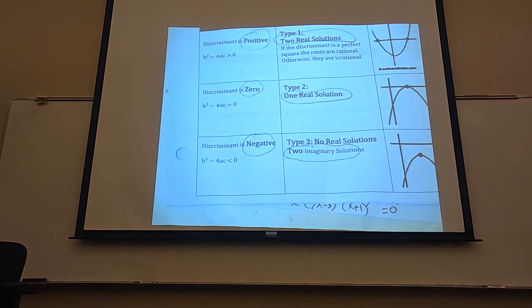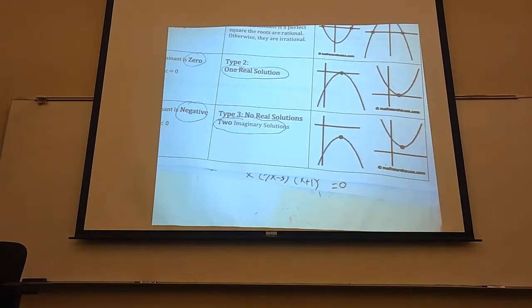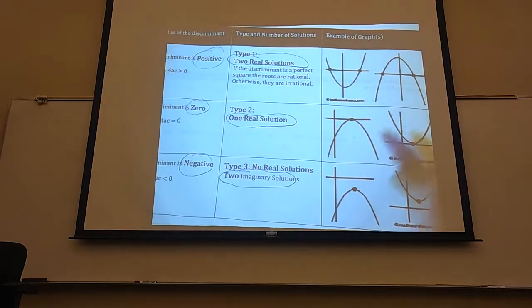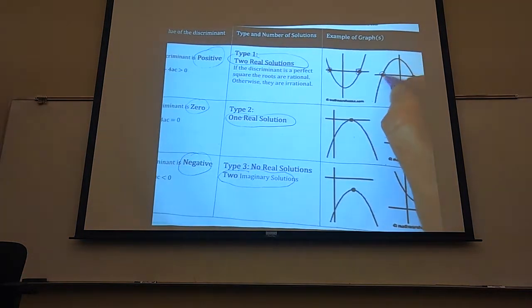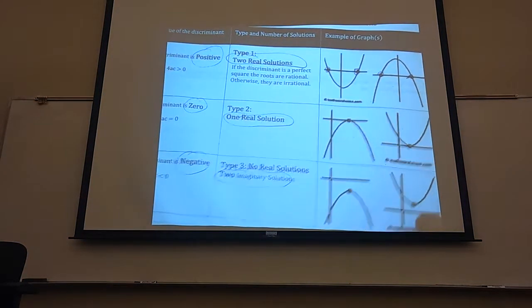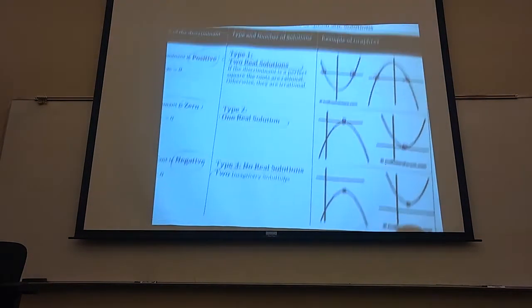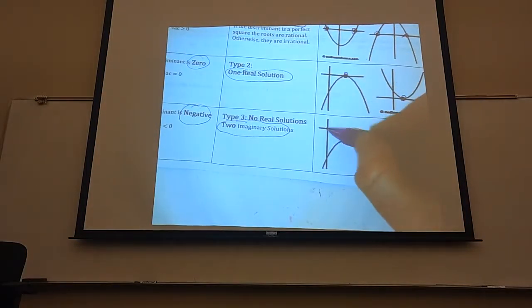Exciting, huh? There's some nice pictures of that too. I got a great YouTube video on this, but we're not going to watch it. 2 real solutions mean it has 2 points where it crosses the axis graphically. One real solution means it hits the x-axis once, and an imaginary solution means this thing doesn't cross the x-axis anywhere.